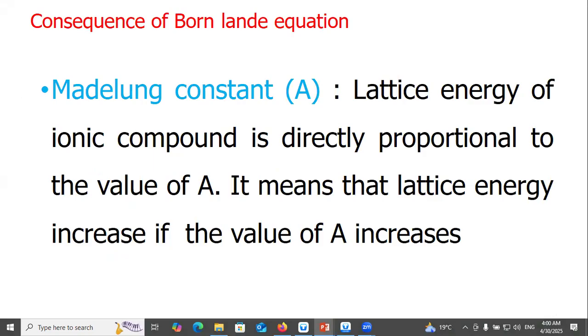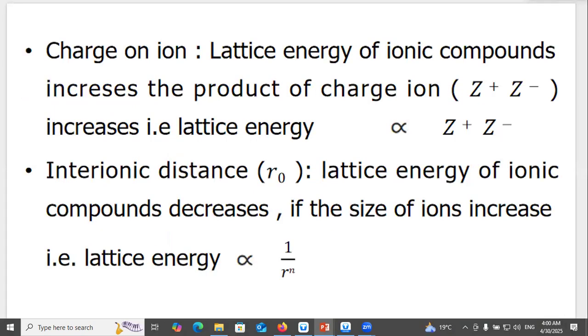Consequences of the Born-Landé equation. Madelung constant: lattice energy of ionic compounds is directly proportional to the value of A. It means that lattice energy increases if the value of A increases. Charge on ion: lattice energy increases as the product of charges Z+ Z- increases, that is, lattice energy is proportional to Z+ Z-. Interionic distance R0: lattice energy decreases if the size of the ions increases, that is, lattice energy is inversely proportional to 1/R0.